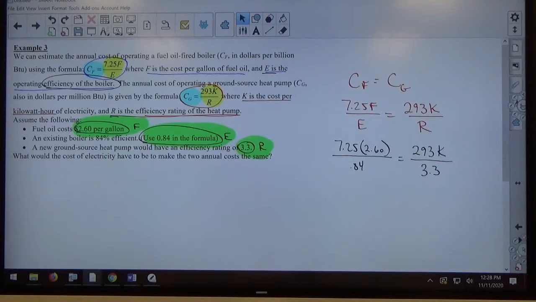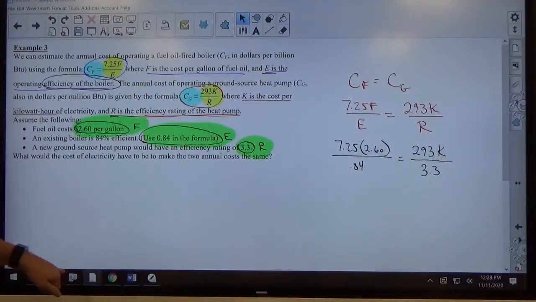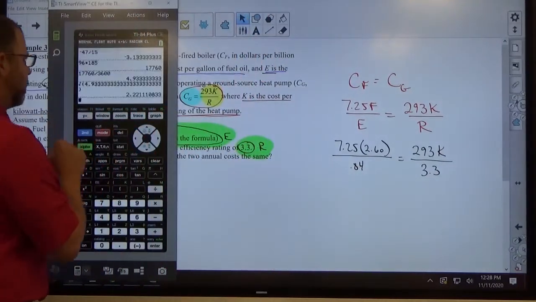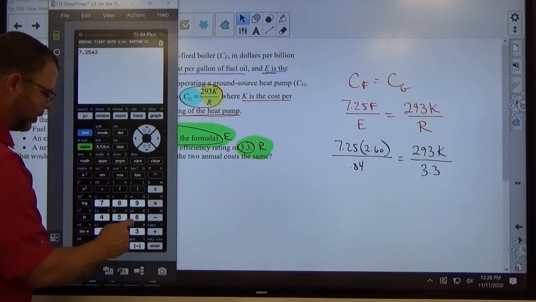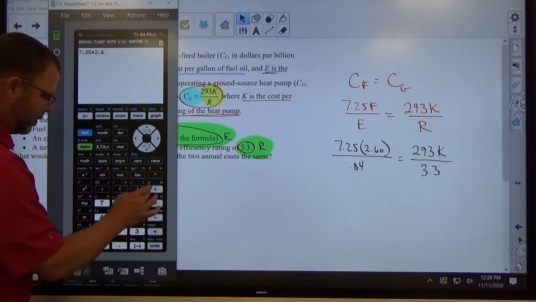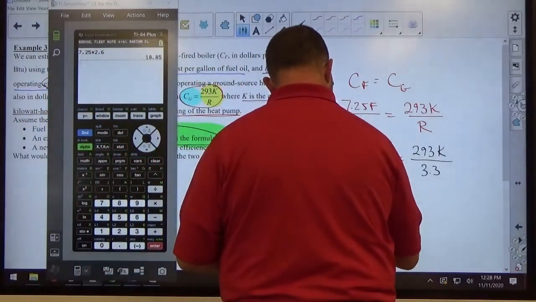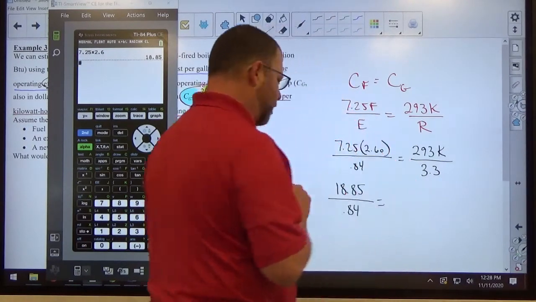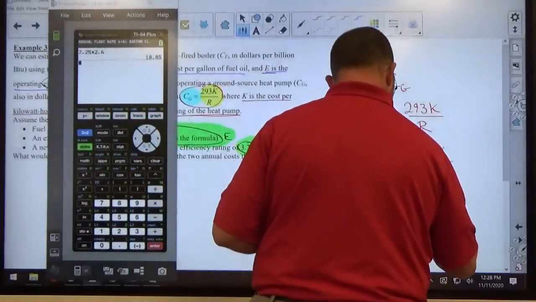Now, simplification comes down to what do you want to simplify? For me personally, maybe I want to evaluate this a little bit. I want to get an evaluation of that. So I'm going to get my calculator out, and I type in 7.25 times $2.60 equals, that's 18.85. I never divided by the 0.84, so I'm keeping it over 0.84. Over here, I'm going to keep it like it is, 293K over 3.3.